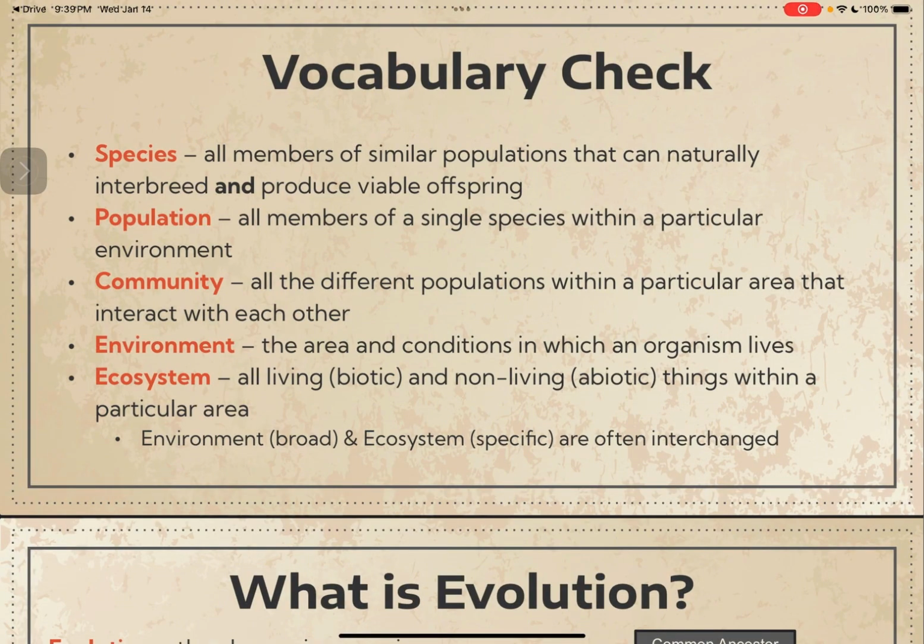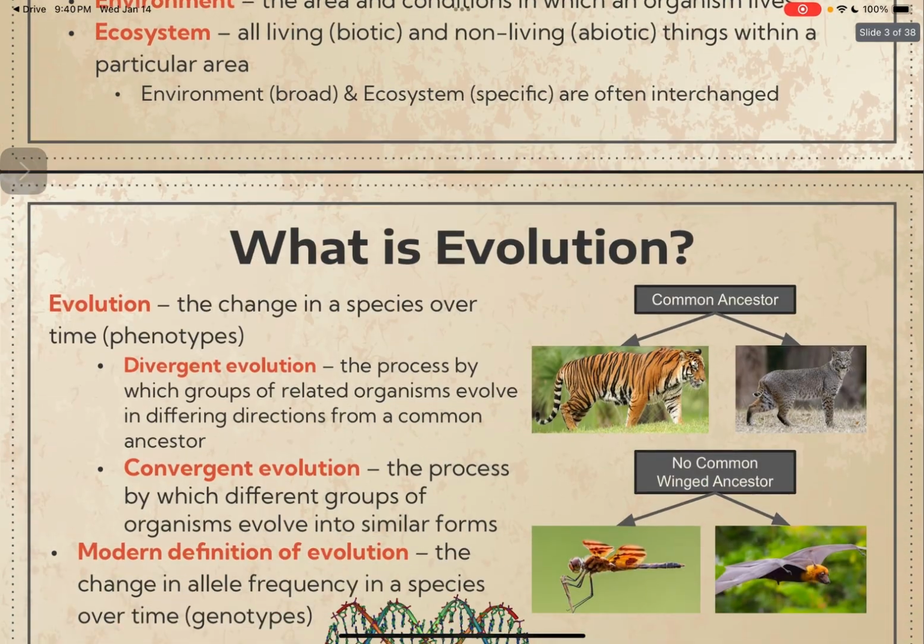A community, which is the next step, is all of the different populations within a particular area that interact with each other. An environment is the area and conditions in which an organism lives, and then an ecosystem is all of the living, biotic, and non-living, abiotic, things within a particular area. The difference between an environment and an ecosystem is that an environment is a lot broader. An ecosystem is more specific. They're often used interchangeably, but keep in mind, environment is broader because it's a larger word, and ecosystem is more specific because it's a smaller word. That's not the exact reasoning, but that's a way to help you remember it.